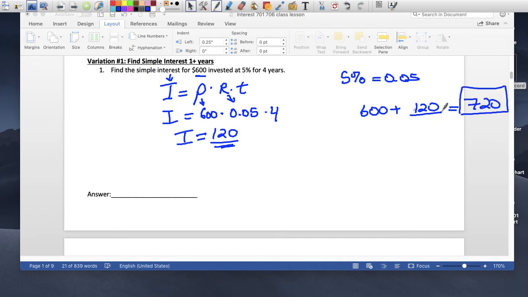In this case, we're not asking for the total, they're just asking you for the interest. How much did the bank give you? The bank gave you $120 as interest.